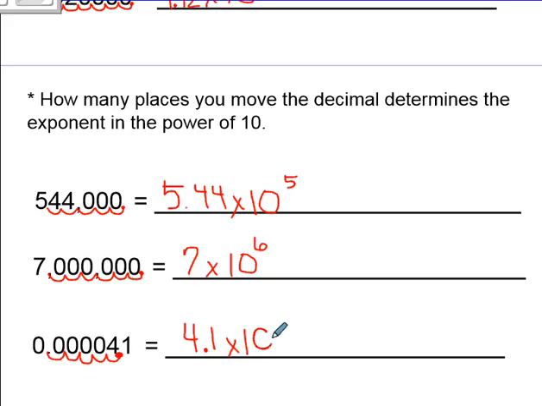Times 10 to the, and I have to figure out what my exponent is. So if you remember, we moved it 5 places, but I moved it 5 places to the right, which means I'm going to have a negative exponent. So my answer here, let me fix it. There we go. Our answer is going to be 4 1/10 times 10 to the negative 5th power.